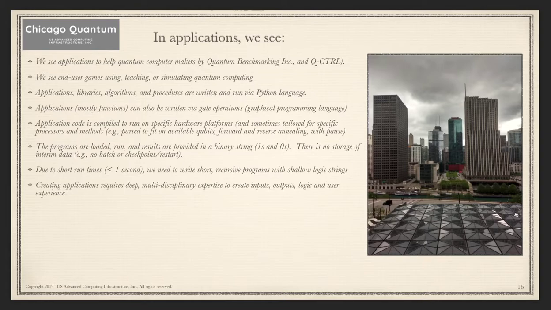And finally, and we see this in Chicago Quantum, creating applications and solving business problems requires deep, multidisciplinary expertise to create the inputs, understand the requirements, generate the outputs, build the logic, and create a user experience that's attractive for our customer.